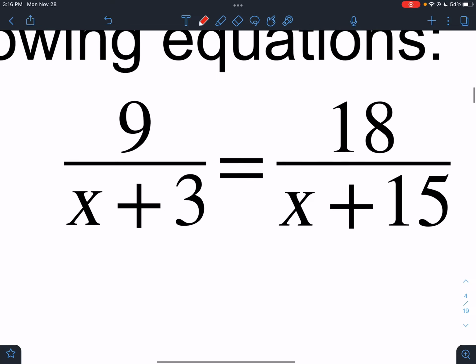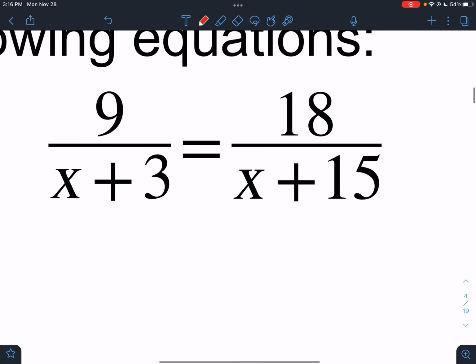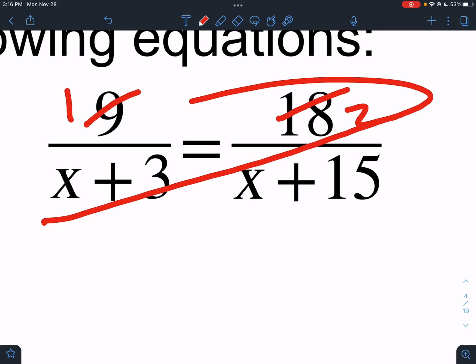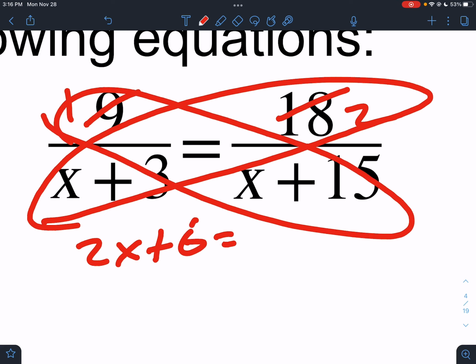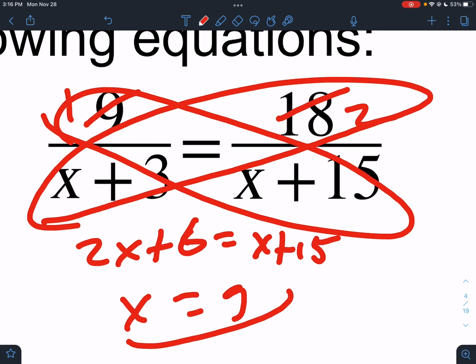But remember, we just talked about you can reduce vertically, but you can also reduce horizontally. 9 and 18, those do reduce to 1 and 2. And now we can cross multiply. Don't forget to distribute. That would be 2x plus 6. Go this way. That would be x plus 15. So you would know that x equals 9.